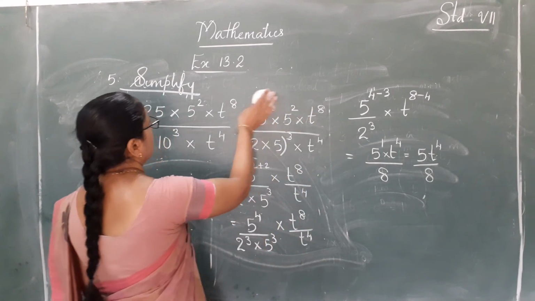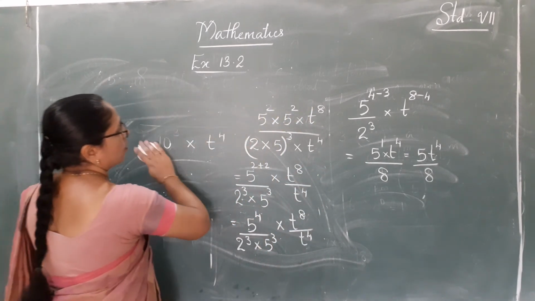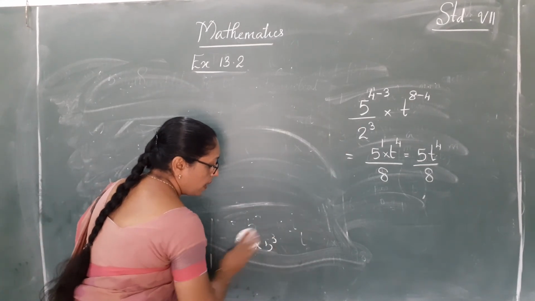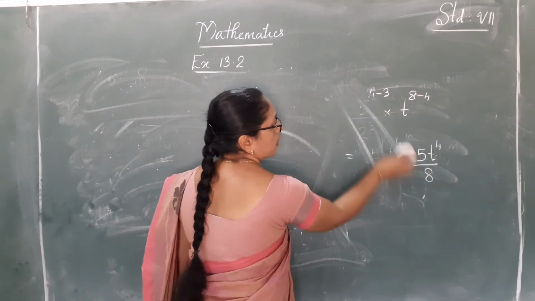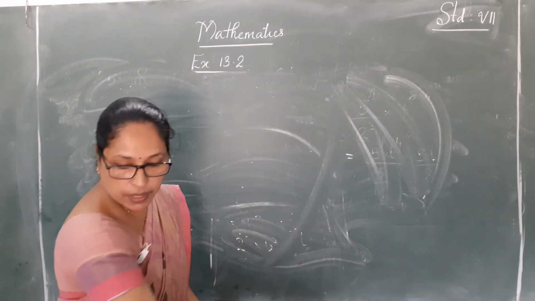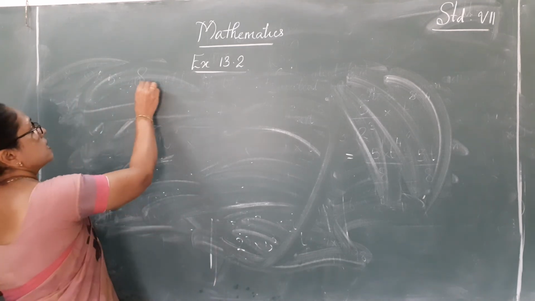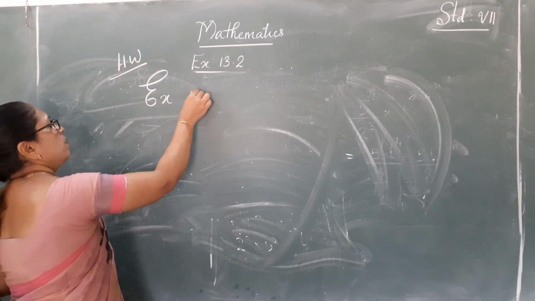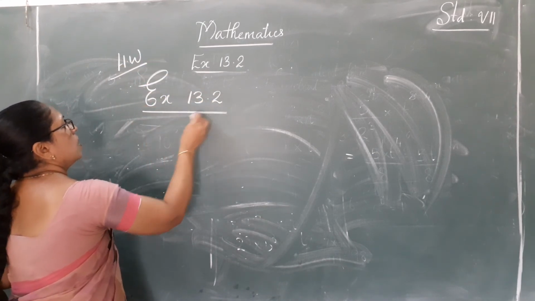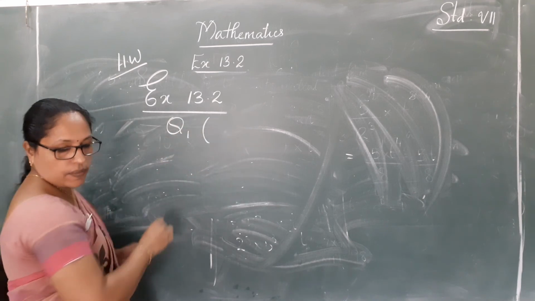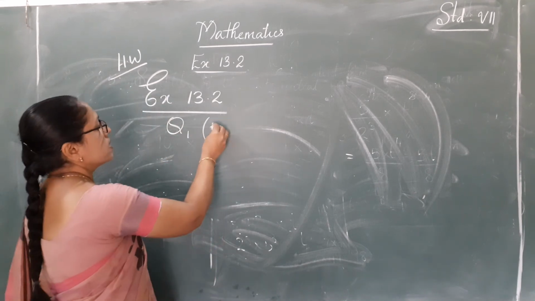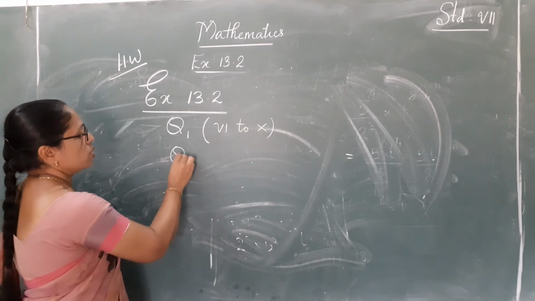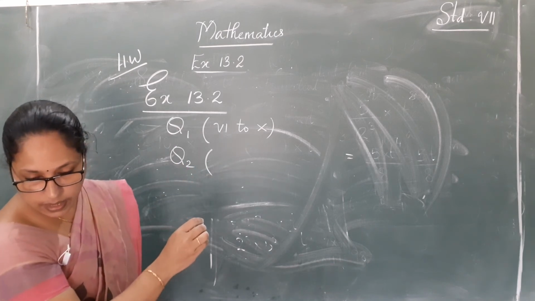So I will put the homework over here. I'll once again write all the homework together. Learn all the laws. Write 5 times each law and learn it. And then start solving the problem. Okay, homework problem. So your homework is Exercise 13.2. Question 1. Question 1 I did till 5th. So 6th to 10th.